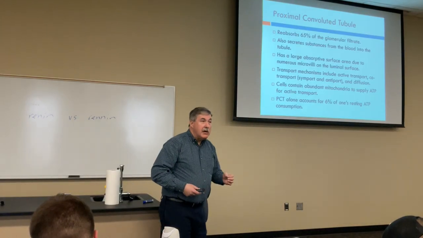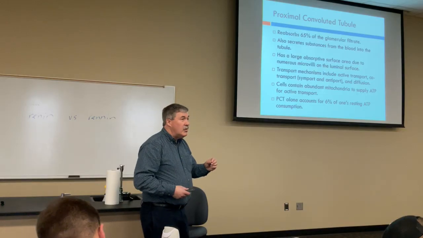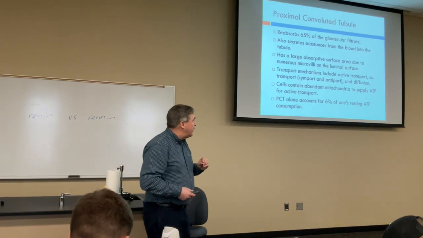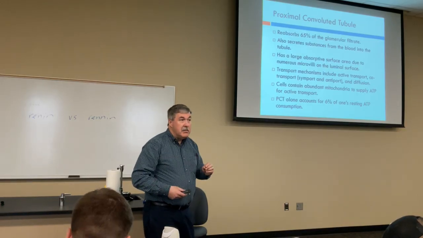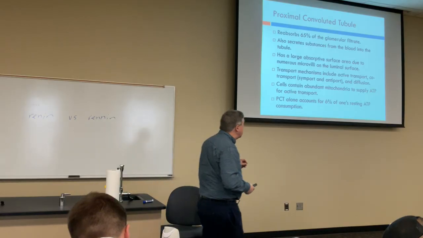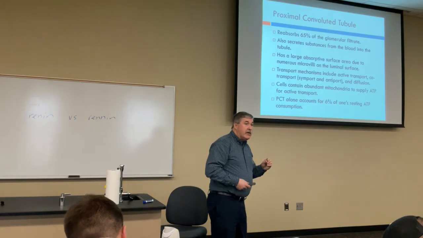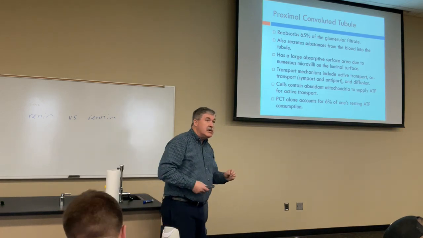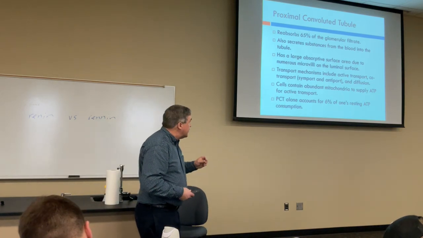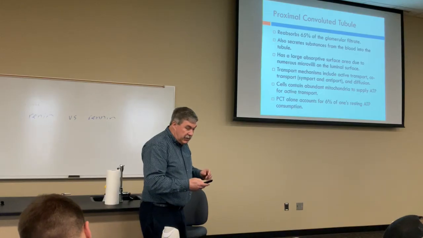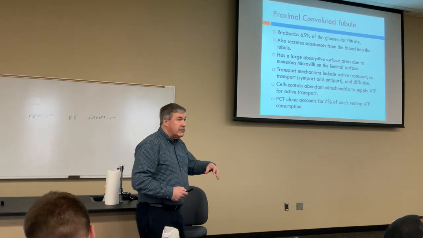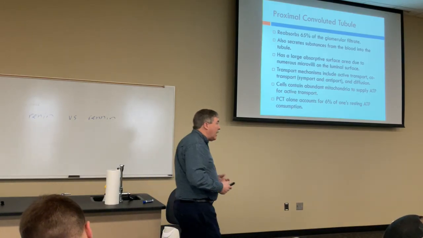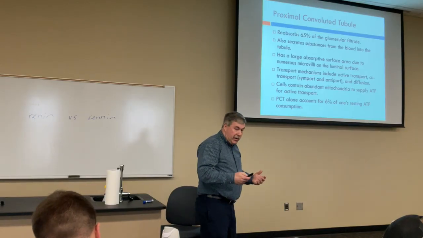So the proximal convoluted tubule, even though it's a very small part of the nephron, there are millions of those nephrons in the kidneys. That accounts for a very large proportion of your body's ATP usage. It accounts for 6% of one's resting ATP usage. So it's a very metabolically active part of your kidneys.